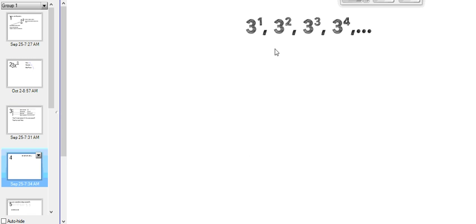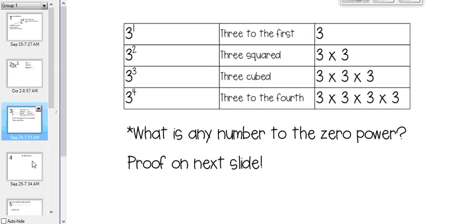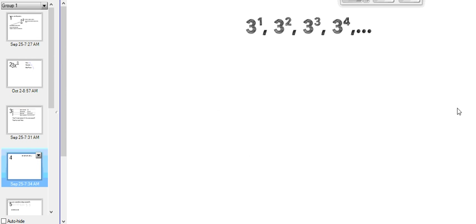So notice right now I've got a list, right? I've got 3 to the first, 3 to the second, 3 to the third, 3 to the fourth. And we just kind of did those exact problems on this slide, right? So hopefully coming up with what these things equal is pretty easy.